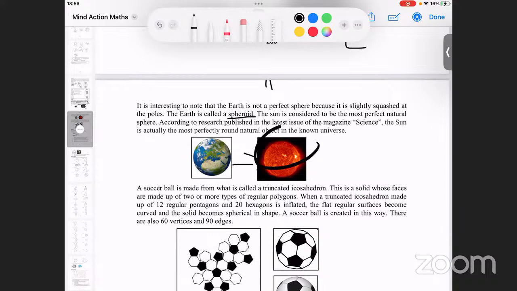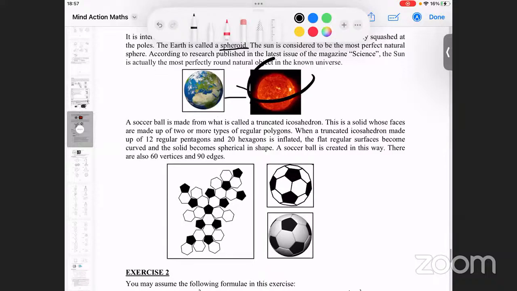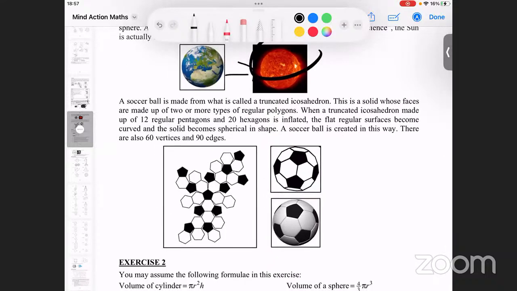According to research published in the latest issue of the magazine Science, the sun is actually the most perfectly round object in the known universe. And then we have a soccer ball. A soccer ball is made from what is called a truncated... ooh, what's this word?